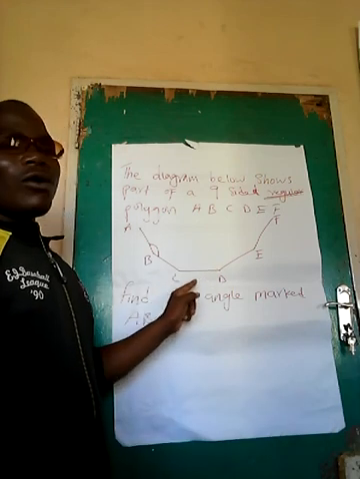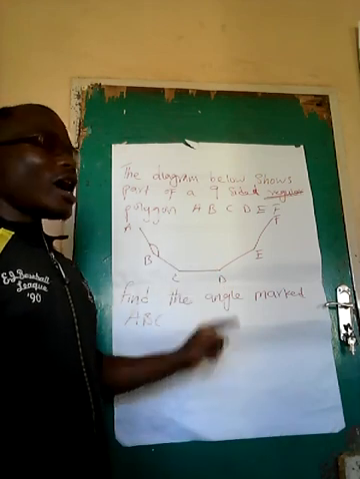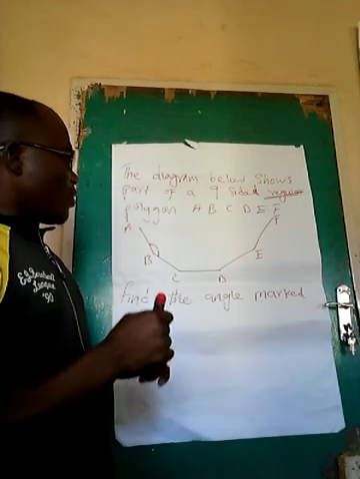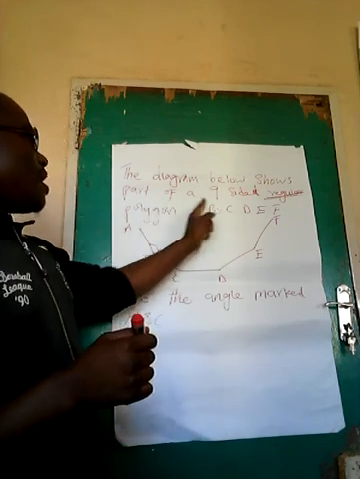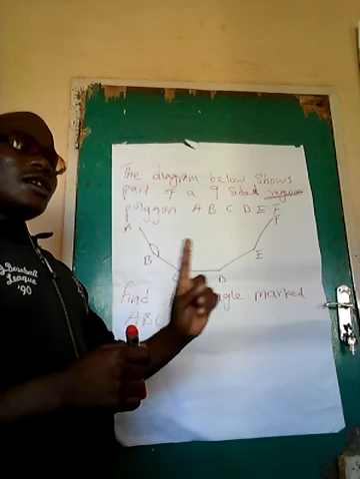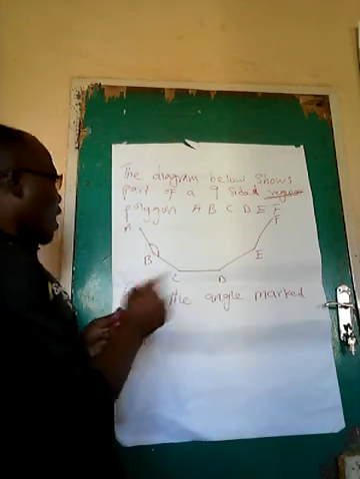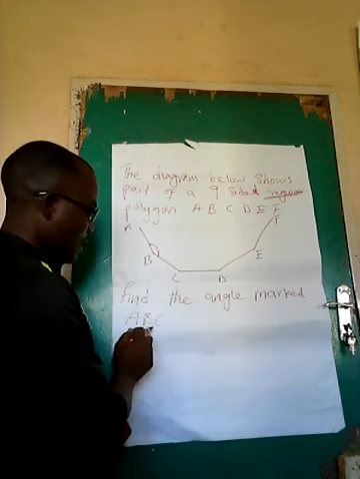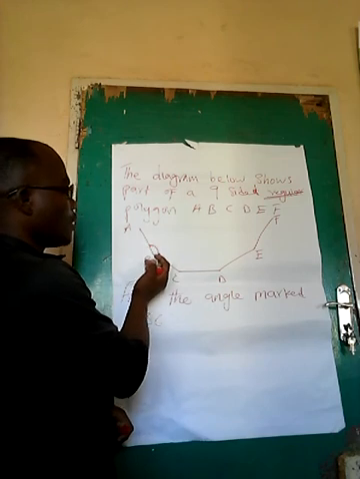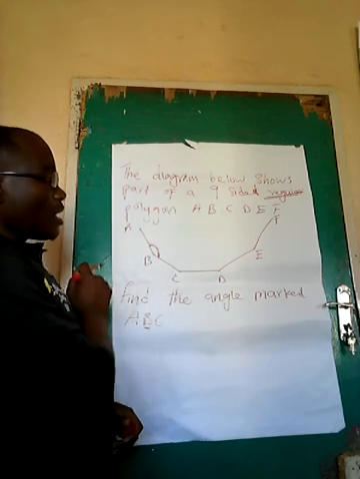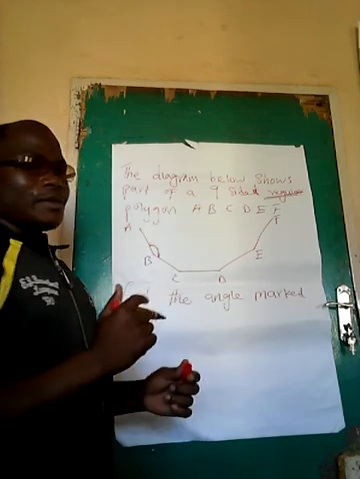All interior angles of the regular polygon are equal. Now that we have been given that it's a 9-sided regular polygon, they want us to calculate one of the interior angles, which is angle ABC. This is angle B, this one there. They want us to calculate that angle. How would we go about that one?